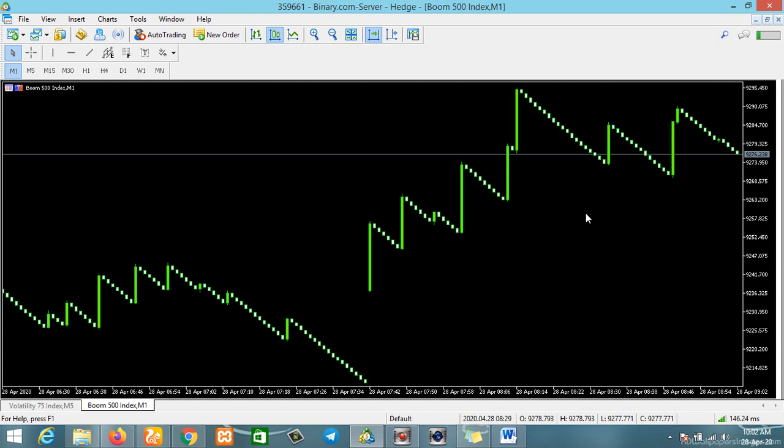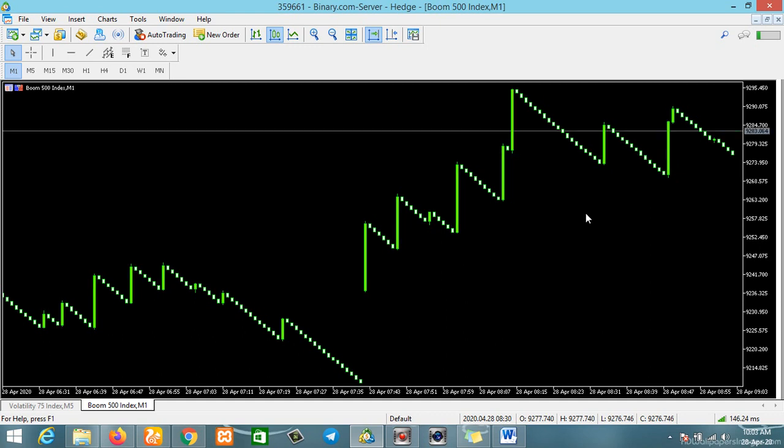Like you enter for like 2 minutes, you leave the market. Then it is no longer advisable to trade in the smaller time frame, like 1 minute. At least you can trade in 5 minutes or 15 minutes, because the trend is saying an uptrend.